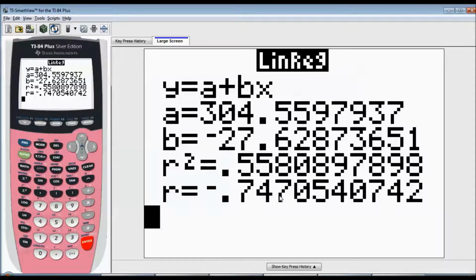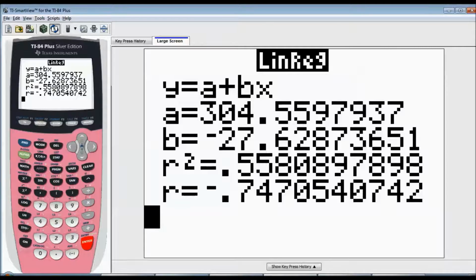And it's going to be this bottom number here, r equals negative 0.747, etc. There's a whole bunch of numbers there. So this is how you find correlation. Again, don't forget to change your mode to have stat diagnostics on if it's not on.